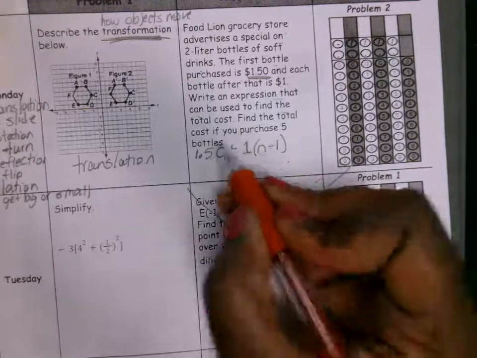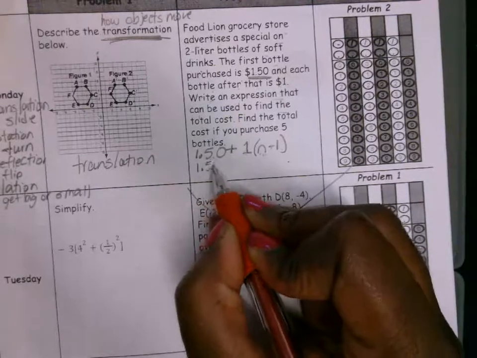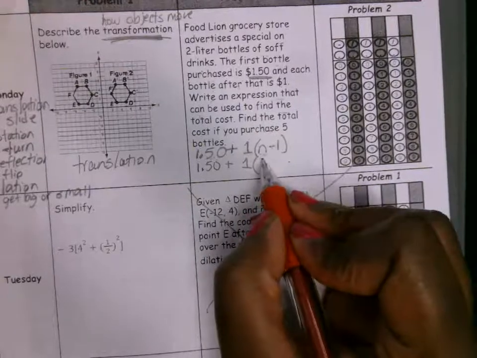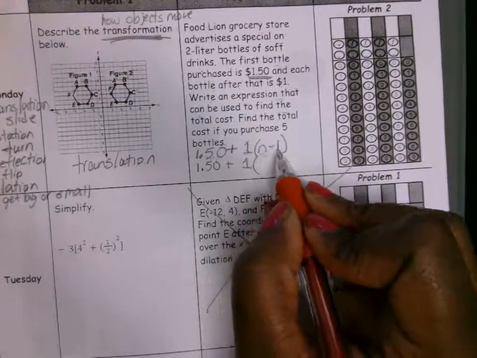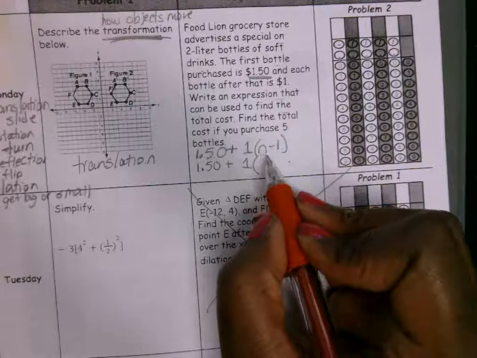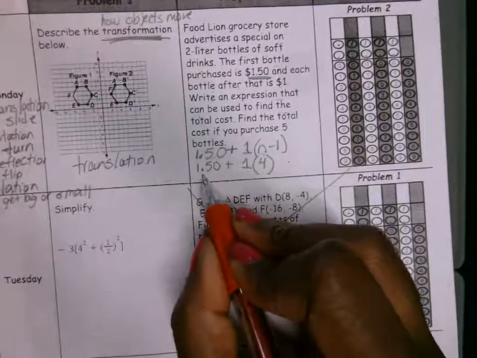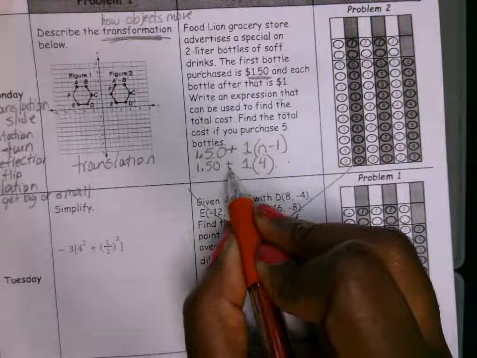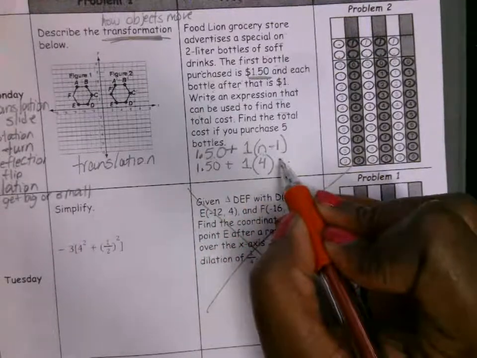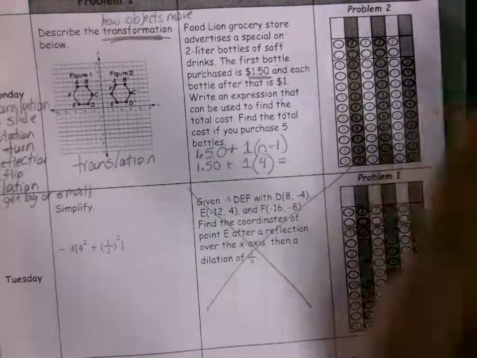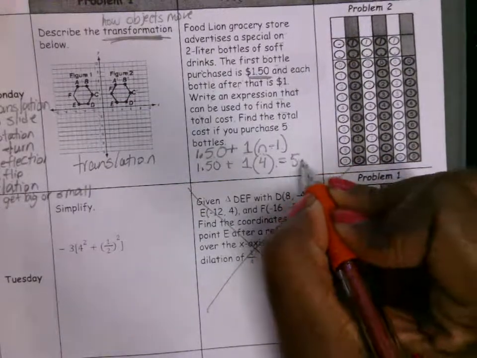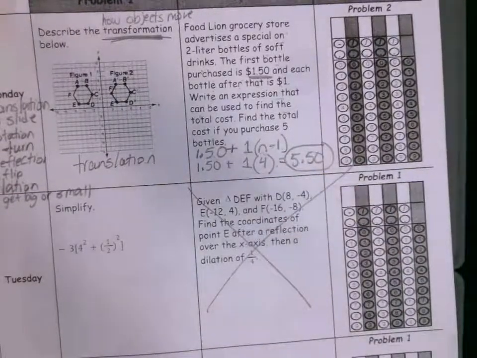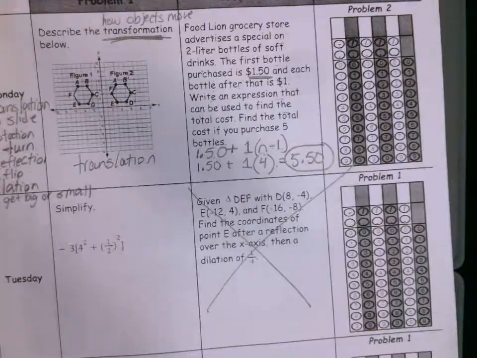When I substitute 5 in, I get $1.50 plus $1. It's 5 bottles. So we say 5 minus 1. What's 5 minus 1? 4. Okay, type this in your calculator to see what you get. What is $1.50 plus 1 times 4? What does that give me? Anybody? $5 and how much? 50 cents. Okay. All right. I'm going to pause for the calls, give you a chance to write.